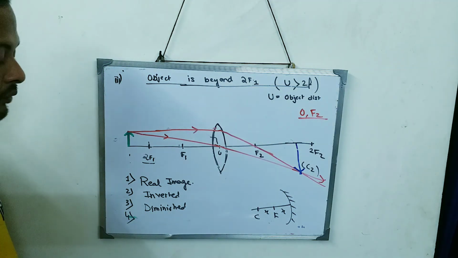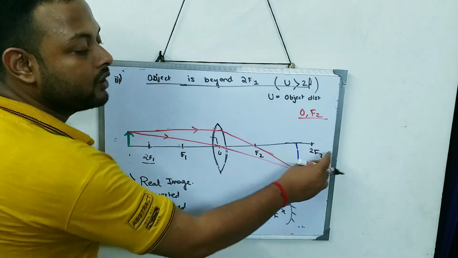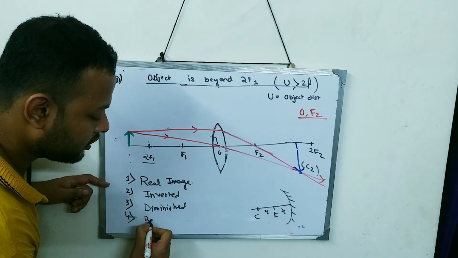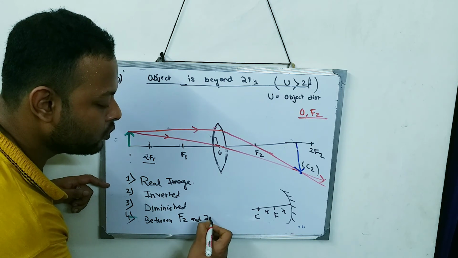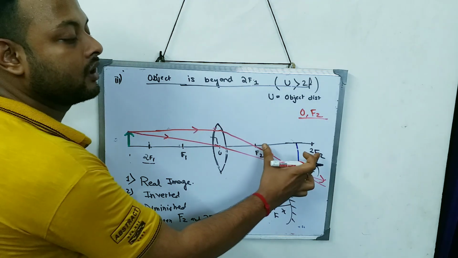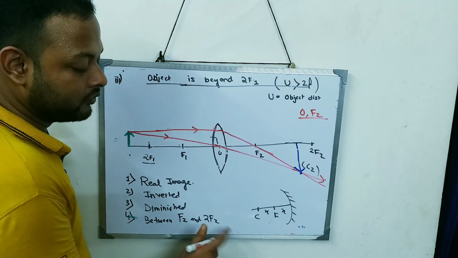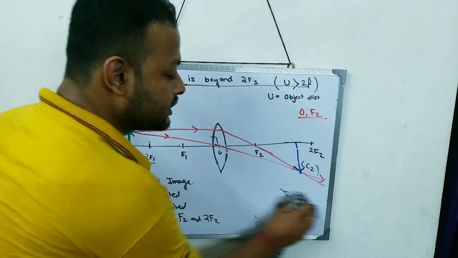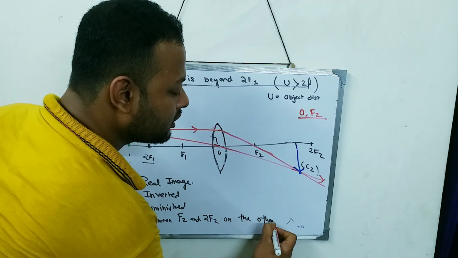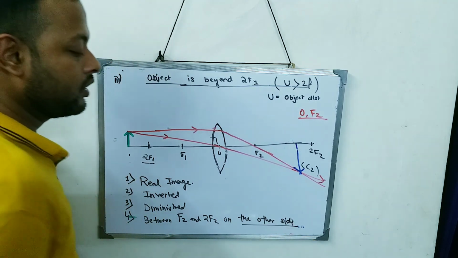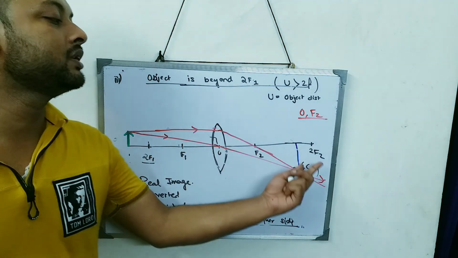And the fourth thing that we come to know is where the image is getting formed. The image is getting formed between F2 and 2F2. And what I need to add? Between F2 and 2F2 on the other side. So you just have to add the words on the other side, because the object is on the left hand side and the image is on the right hand side.